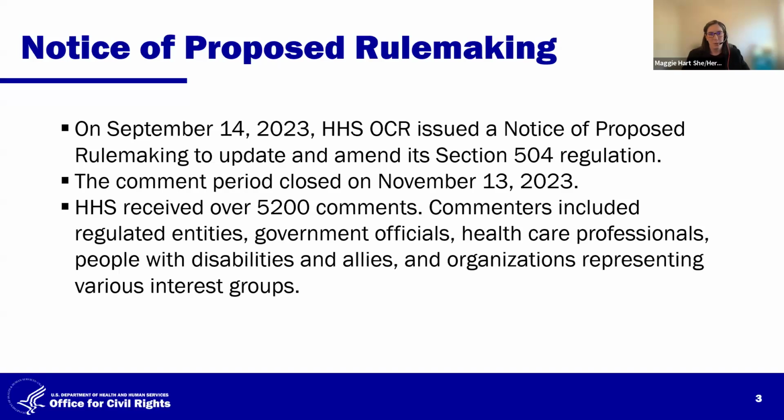Okay, the notice of proposed rulemaking. For anybody who's been involved in the rulemaking process before, especially at the federal or state level, you know that in order to finalize a regulation, it first has to go through the rulemaking process, including a notice of proposed rulemaking. For this rule, there was a notice of proposed rulemaking, or NPRM, issued on September 14th, 2023. That notice contained the changes and updates that we were proposing for the rule. It contained information about how to review that and make comments on it, and the deadline for those comments, which was November 13th, 2023.